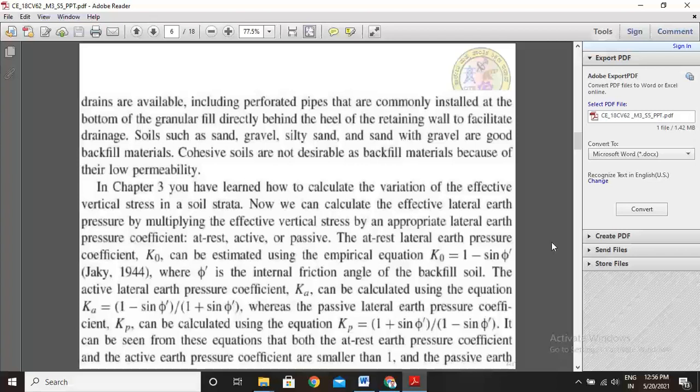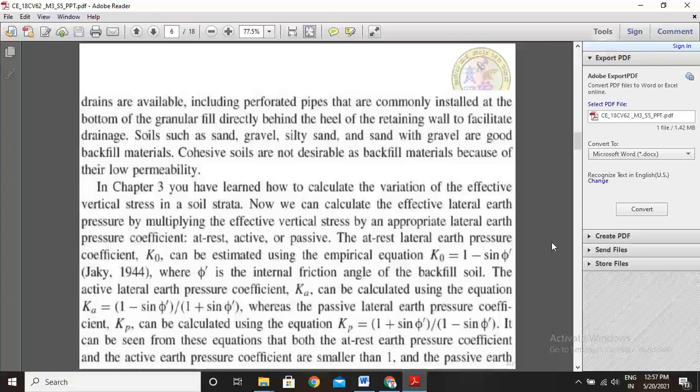So in the permeability chapters, we have already learned how to calculate the variation of the effective vertical stress in a soil strata, that is, to calculate total stress, effective stress, and neutral stress. We have already understood this in the permeability chapters.